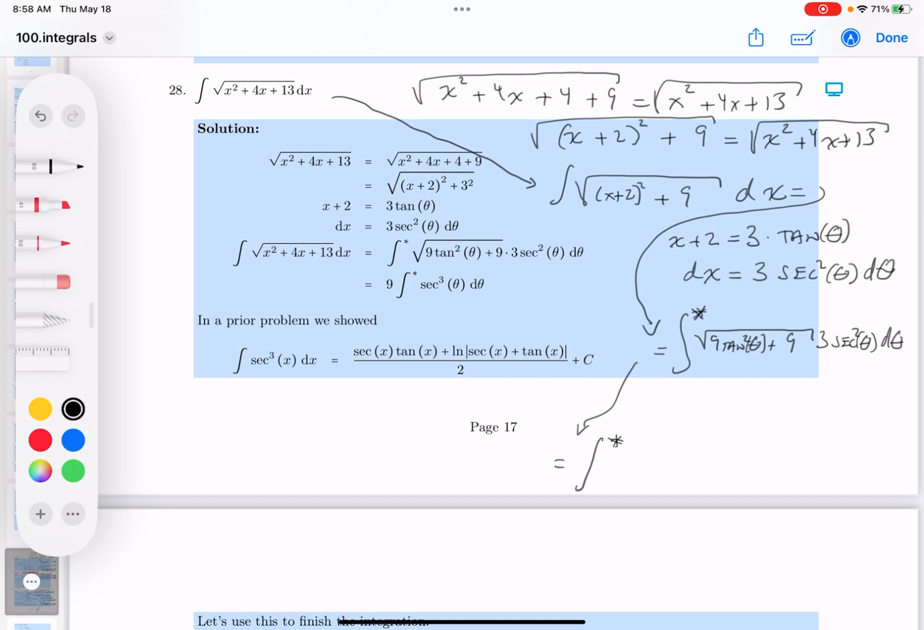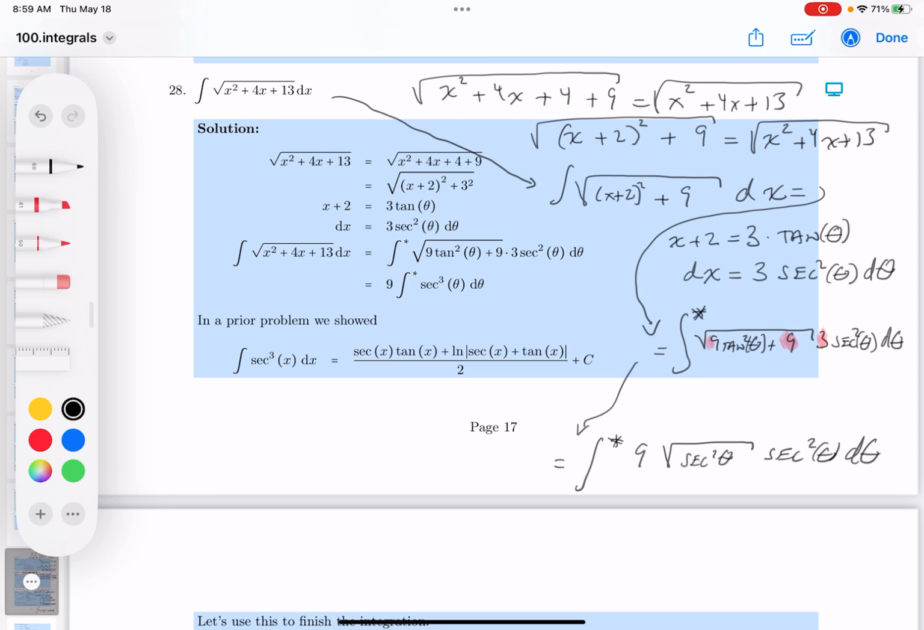Well, I think I could simplify this. The 9 pulls out. The square root of 9 is 3. 3 times 3 is 9. I want to tell you what I just did over there. I took care of this 9 here, this 9 there. I pull it out, it's 9. The root of 9 is 3, and 3 times 3 is 9. I'm still seeing the secant squared theta d theta there. On the inside, I see tangent squared theta plus 1, which I know to be secant squared theta.